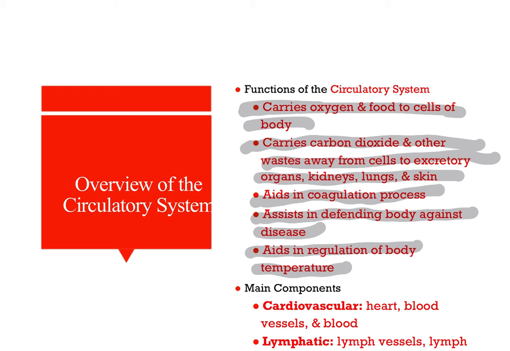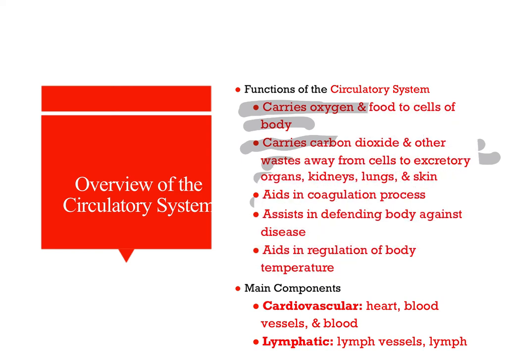Okay, the circulatory system is made of 2 parts. Okay, we have 2 main divisions. We have the cardiovascular system, which is right here. That's our heart, blood vessels, and blood. That's important to know. And the lymphatic system. That's your lymph vessels and lymph. That has to do with your immune system. So it is important to know the 2 main components of your circulatory system.